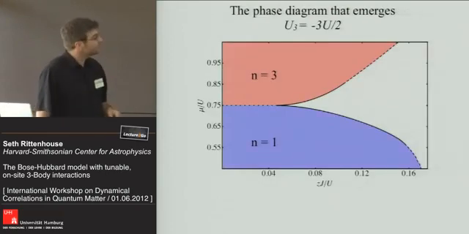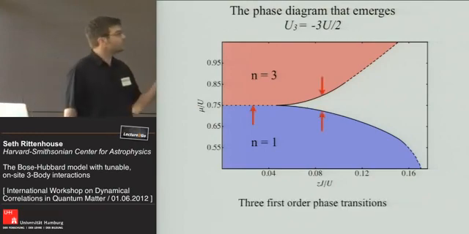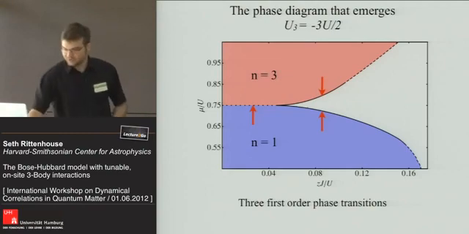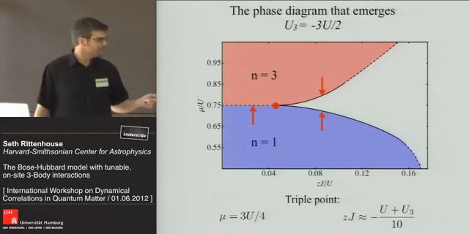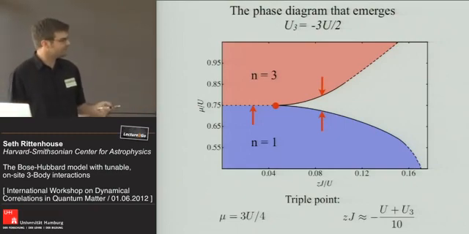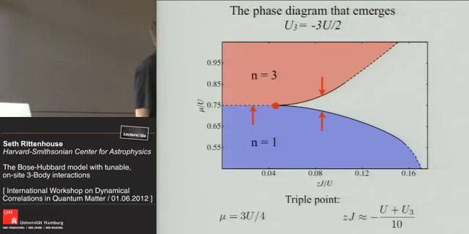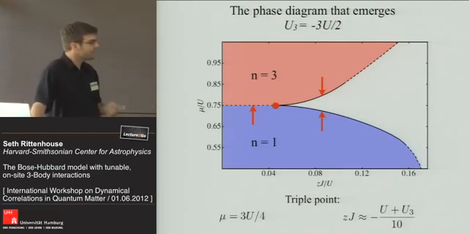So when we look at the phase diagram kind of close up, this is what we find. We find 3 first order phase transitions, one going directly from insulator to insulator, so we make a jump from n equals 1 to n equals 3, and then 2 going from insulator to superfluid. Further, we also have a triple point, which I find quite cute, in fact, and using some approximations within the mean field picture, we can find exactly where that triple point happens, at 0.04, for this particular system, for U3 equals negative 3 halves U.